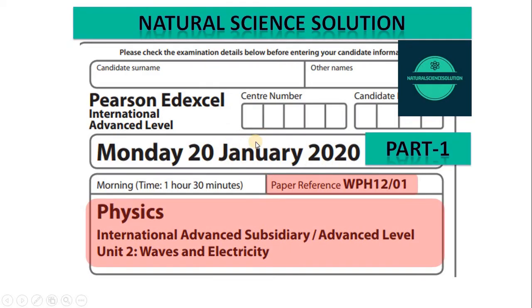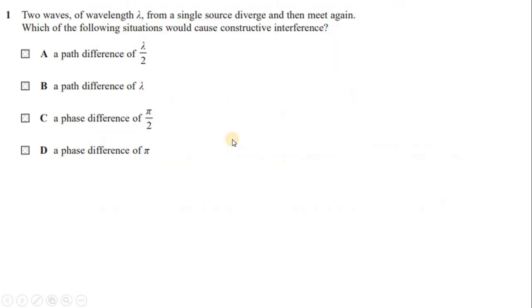So let's start. Question number 1. Two waves of wavelength lambda from a single source diverge and then meet again. Which of the following situations would cause constructive interference?